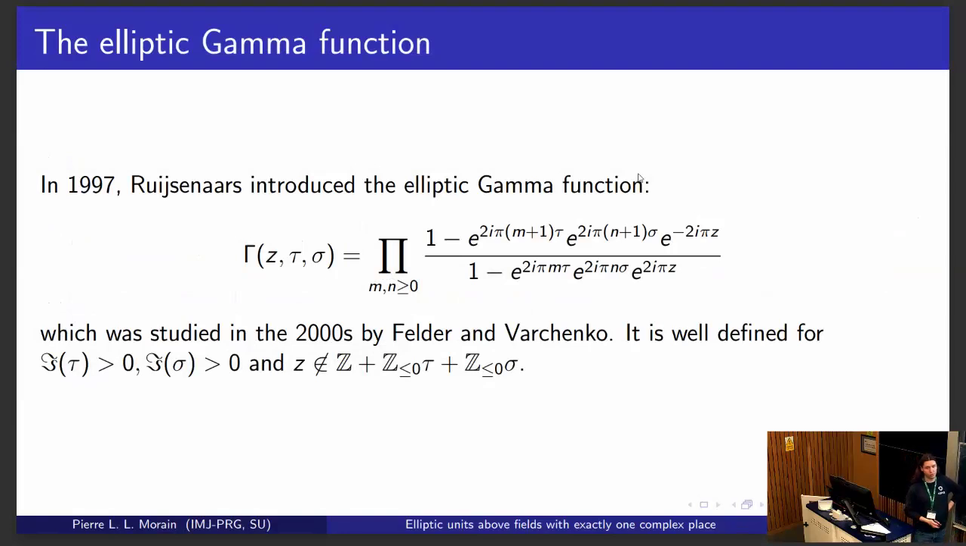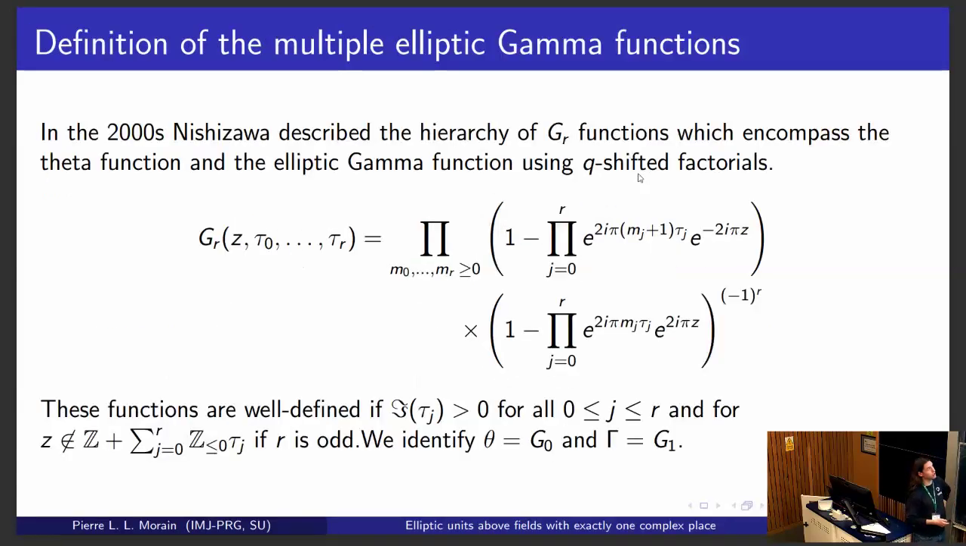To go further than this, we're going to add variables at each level. And then we're going to transform products into quotients and then quotients back to products, and so on and so forth. This leads to the following definition. These are the G_r functions of Nishizawa. You have a product that looks like the theta product or the elliptic gamma product, and at each level we have added one more elliptic variable, and we have transformed the product to a quotient or the quotient to a product.